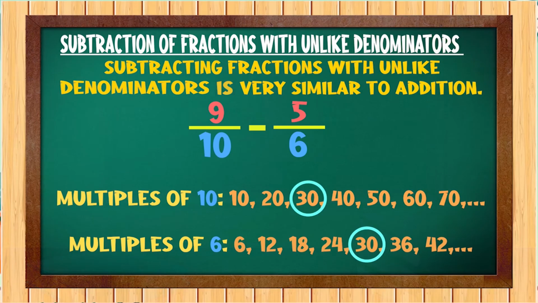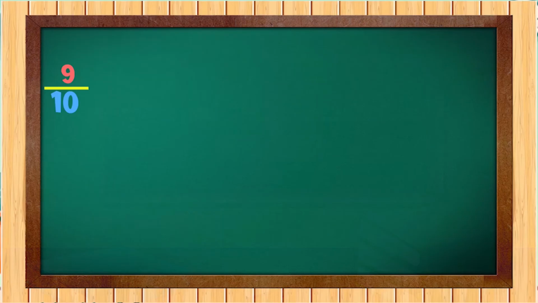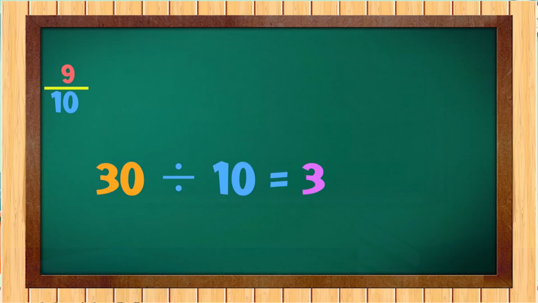Now that we have identified the LCM for 6 and 10, which is 30, we can rewrite each fraction as its equivalent fraction with a denominator that is equal to 30. Okay, so to do this, we're going to split the fractions up. Let's look at the first fraction, which is 9/10. We're going to convert that fraction. To convert, we divide the LCM by the denominator. So 30 divided by 10 is equal to 3.